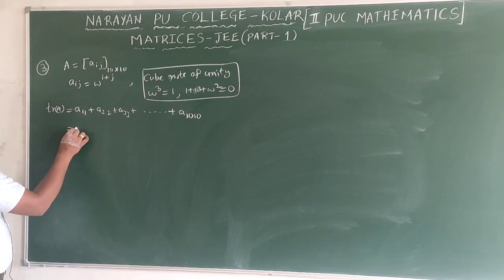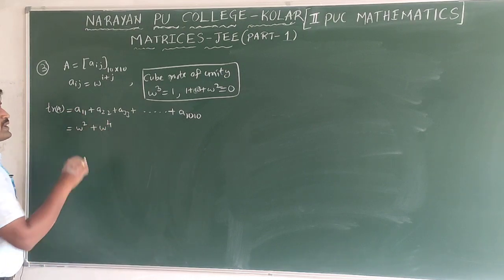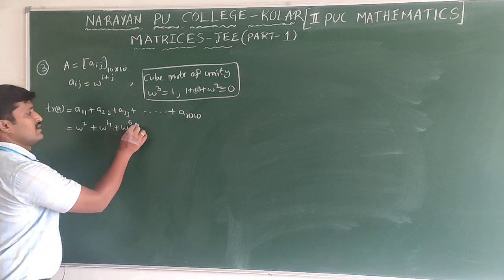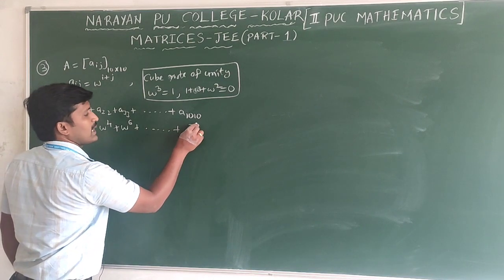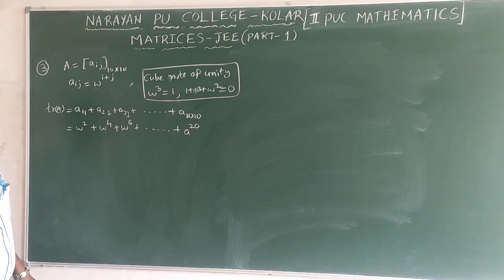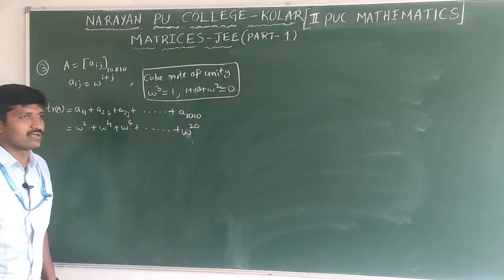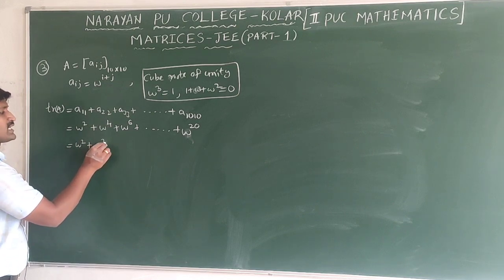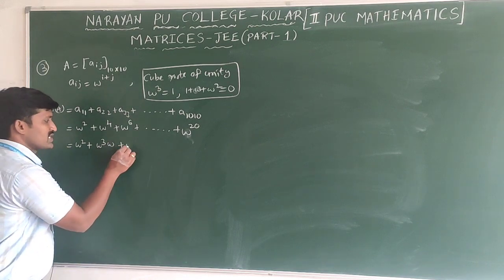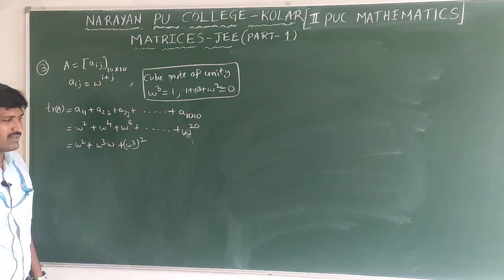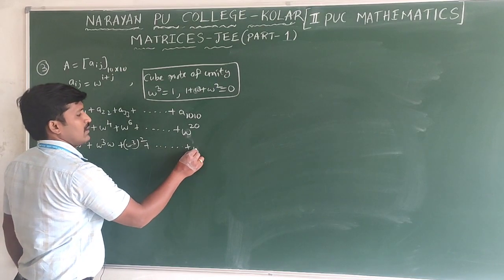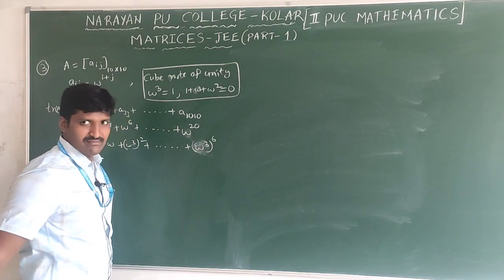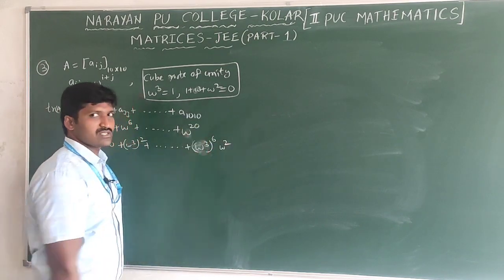Now A11 means what will we get? Omega square, omega power 4, omega power 6, plus and so on, omega power 20. Omega power 4 we can write as omega cube into omega. Omega power 6 we can write as omega cube whole square. Like this we can write many values. Omega power 20 I will write as omega cube whole power 6, that means 18, and we get the remaining omega square.